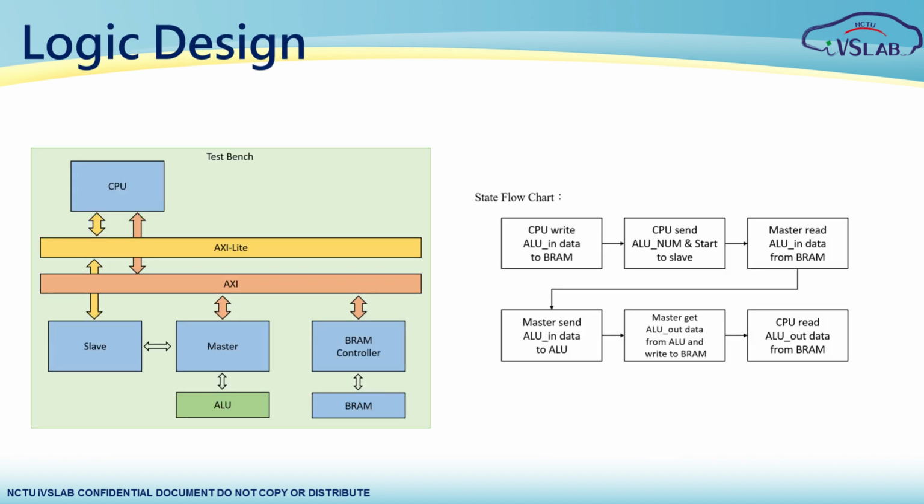Next, let's examine our experimental circuit. On the left is our circuit architecture for this lab, while on the right is the state flowchart. First, the CPU writes the data to be calculated into the BRAM via the AXI bus. It then writes to the slave register to trigger the master's operation. The master reads the data from the BRAM and feeds it into the ALU for computation. Once the calculation is complete, the master writes the results back into the BRAM. And finally, the CPU reads the final calculated results back from the BRAM.